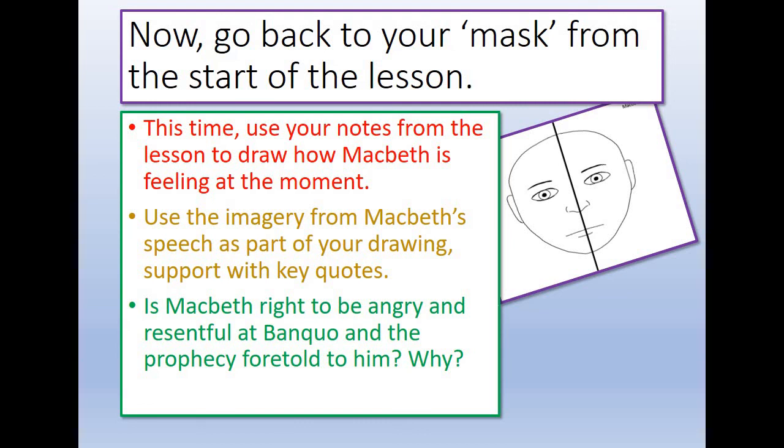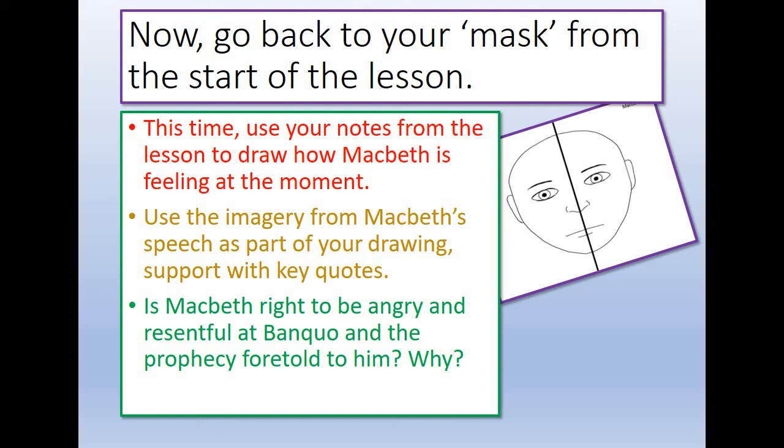And now, I want you to go back to your mask from the start, okay? We're going to look at Macbeth's side of the mask this time. So Reds, this time use your notes from the lesson to draw how Macbeth is feeling at this moment. Again, you could use words or images. Yellows, you're going to have done the same task as the Reds, and then you're going to use images from Macbeth's speech as part of your drawings and support that with key quotes.